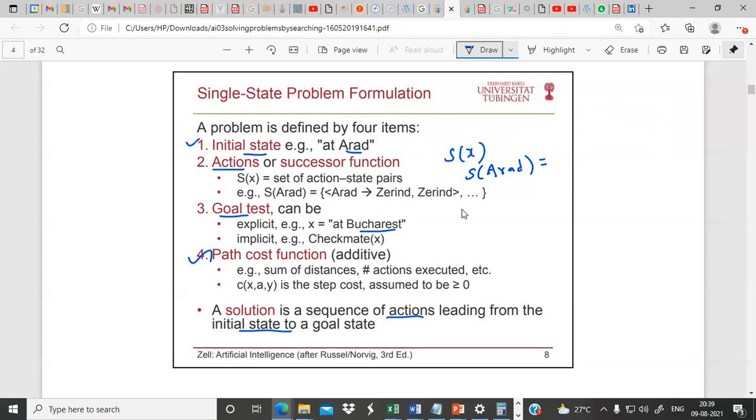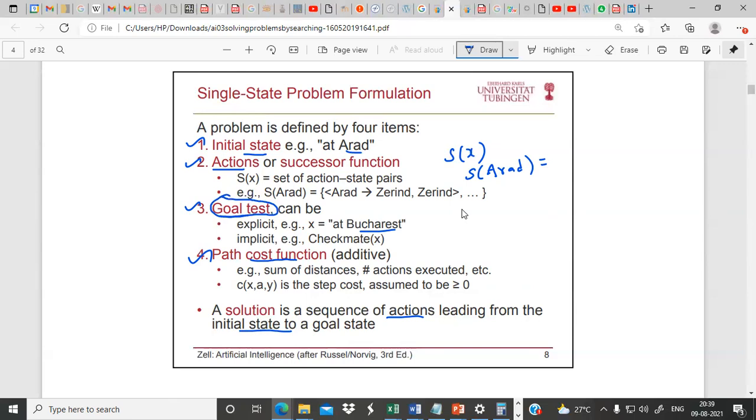We need to define the initial state. What are the actions? What is the goal state? What is the path cost, or any function? In this case, it is a path cost function. Depending on the problem, the cost function may vary. Basically, this is a cost function. Every problem will have a cost function. What is the cost of achieving the goal?